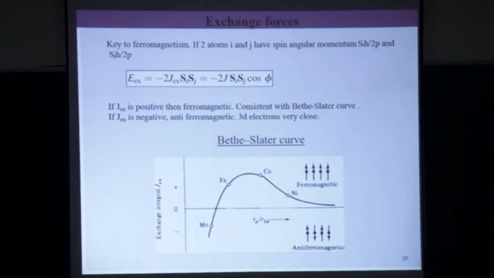So the point is that the exchange integral can be positive, 0 or negative, and if you see the systems, manganese, if you plot its value, will be falling in this category. So that means we predict that manganese will be antiferromagnetic, which is actually correct.